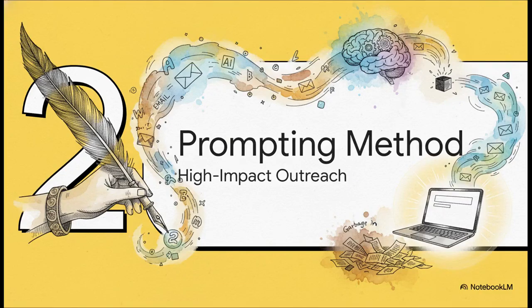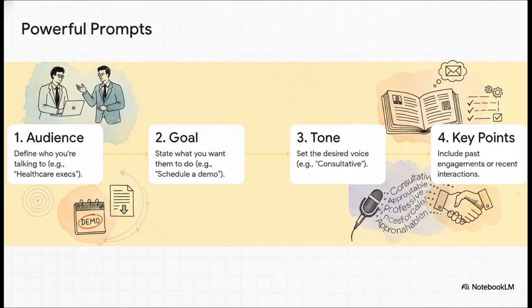Now, having a powerful tool is one thing, but knowing how to use it, that's everything. And this is where Dr. Grant's method really shines. It all starts with the prompt. You know the saying, garbage in, garbage out, right? So let's learn how to give the AI a brilliant place to start. Her framework breaks it all down into 4 simple keys. First, who are you talking to? And be specific, not just prospects, but healthcare executives in North America. Second, what do you want them to do? Is it schedule a demo or download a white paper? Third, how should it sound? You know, consultative or maybe professional yet approachable? And finally, what are the key pieces of information it absolutely has to include?